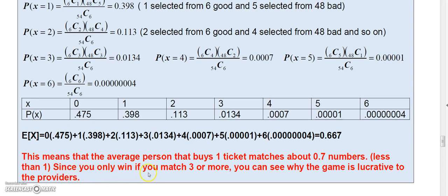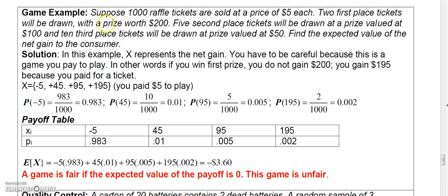Now, since you only win if you match 3 or more, you can see why this game is lucrative to the providers. Here's another game example. Suppose you have 1,000 raffle tickets sold at a price of $5 each. Let's say you have 2 first place tickets drawn with a prize worth $200, 5 second place tickets drawn with a prize valued at $100, and 10 third place tickets drawn with a prize valued at $50. Find the expected value of the net gain to the consumer.